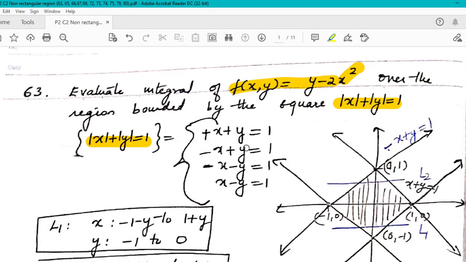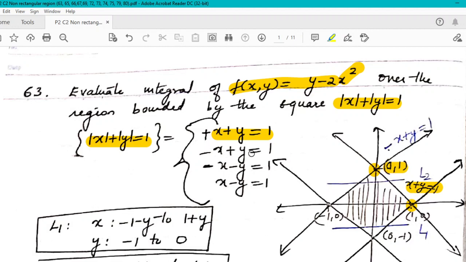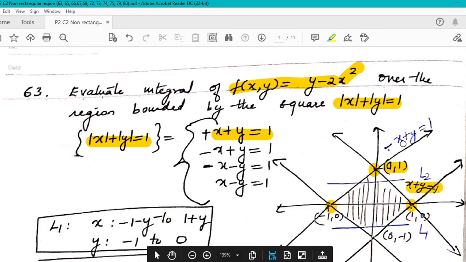We are familiar with sketching equations. First we'll consider x + y = 1. Put x = 0, you get y = 1. Similarly, put y = 0, you get x = 1. The line joining these two points is x + y = 1. Similarly, in the second equation put x = 0, then y = 1, and y = 0 gives x = −1. So you get the line joining these two points.